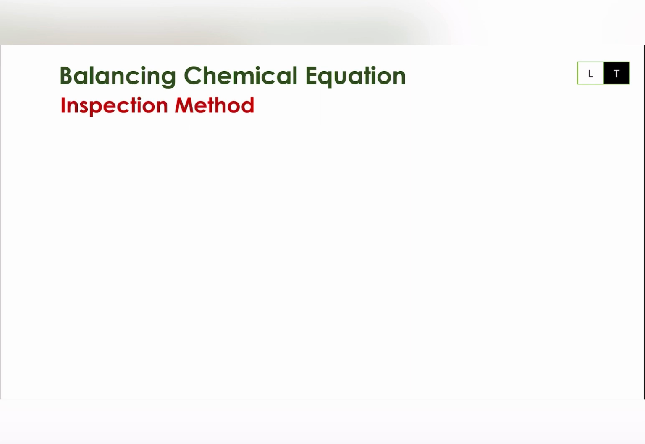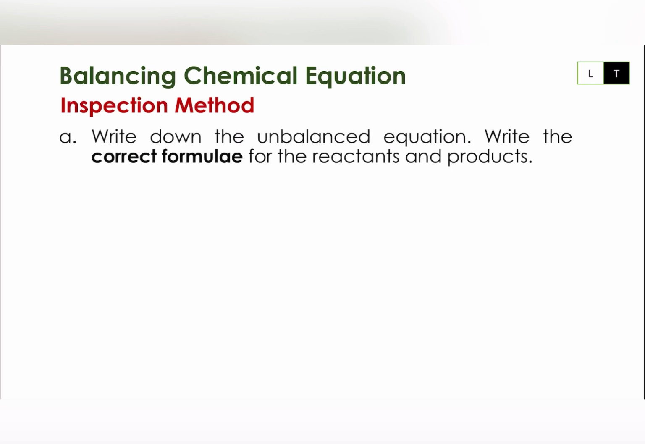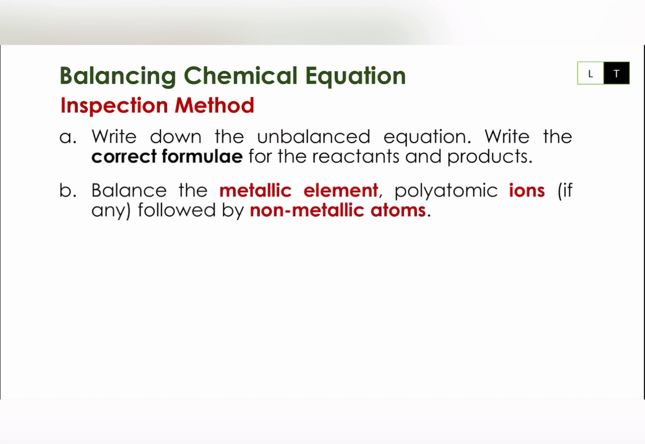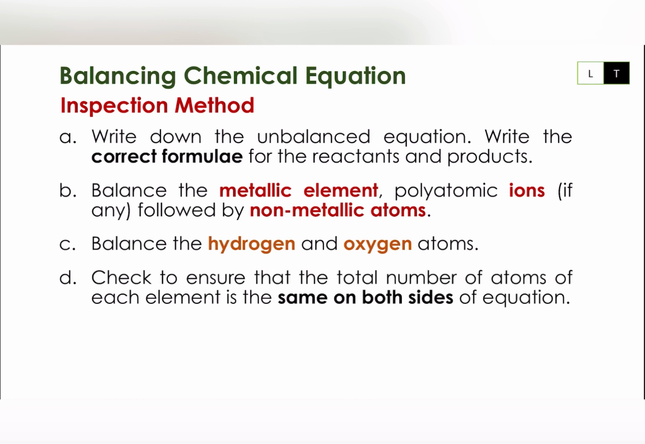The first one, you have to write the unbalanced equation. At this point, you have to know how to put the correct chemical formula for reactants and products. Next, you have to balance the metallic element first, or polyatomic ions if you got any. And then next, followed by non-metallic atoms. The next step, balance hydrogen and oxygen atoms. And last but not least, please ensure the total number of atoms of each element is the same on both sides of the equation.